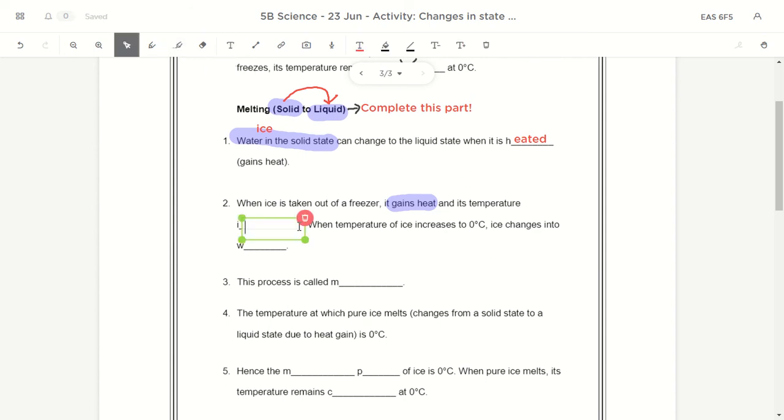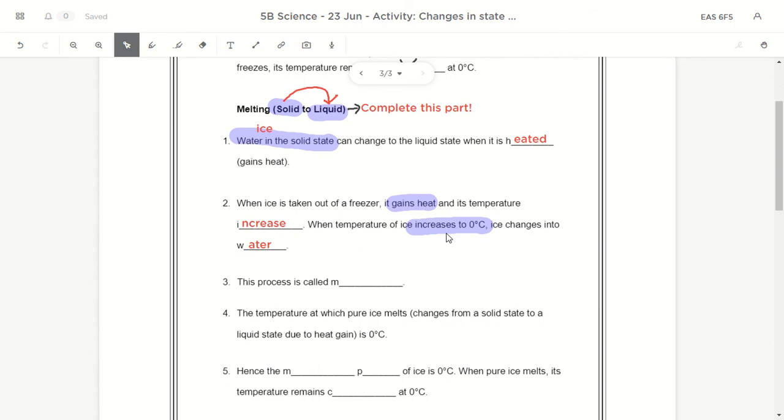Remember what I said just now? When something gains heat, only 3 things can happen. It can either increase in temperature, change in state, or expand, like what you did last year for heat. So when it gains heat, the temperature increases, and when the temperature increases to 0 degrees, ice changes into water. Therefore, you have a change of state here.